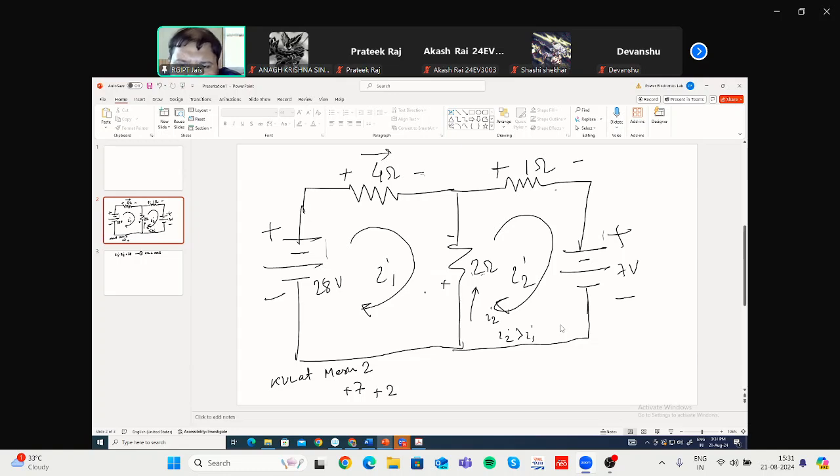So plus 7 volt, and again while moving in clockwise direction, you are encountering the plus sign first. So plus twice of I2 minus I1. What is the current flowing through this 2 ohm? I2 minus I1. Again, there is another current flowing through this 1 ohm resistance. But what is the current? Here, only I2 is flowing in this direction. So this will be plus, this will be minus. You are encountering the plus sign first if you are moving, so plus 1 multiplied by I2, and this should be equal to 0.